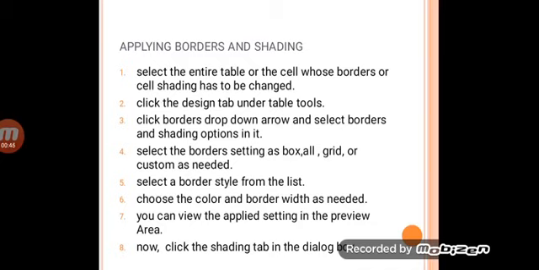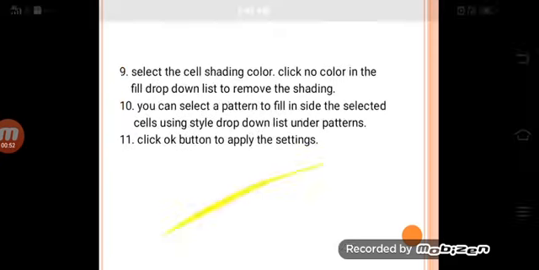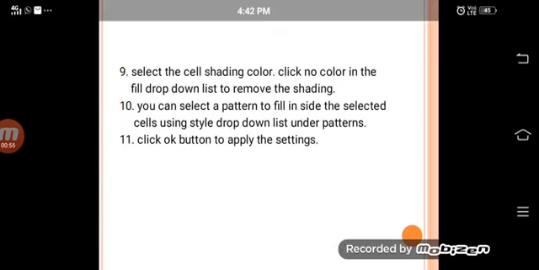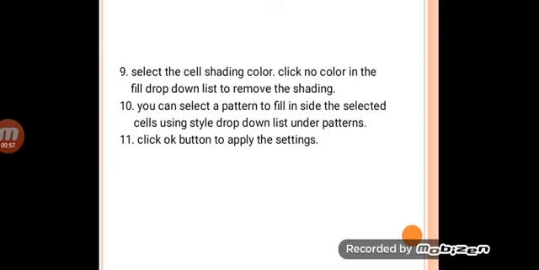Now click the Shading tab in the dialog box. Select the cell shading color. Click No Color in the Fill drop down list to remove the shading. You can select a pattern to fill inside the selected cell using the Style drop down list under Patterns. Click the OK button to apply the setting.